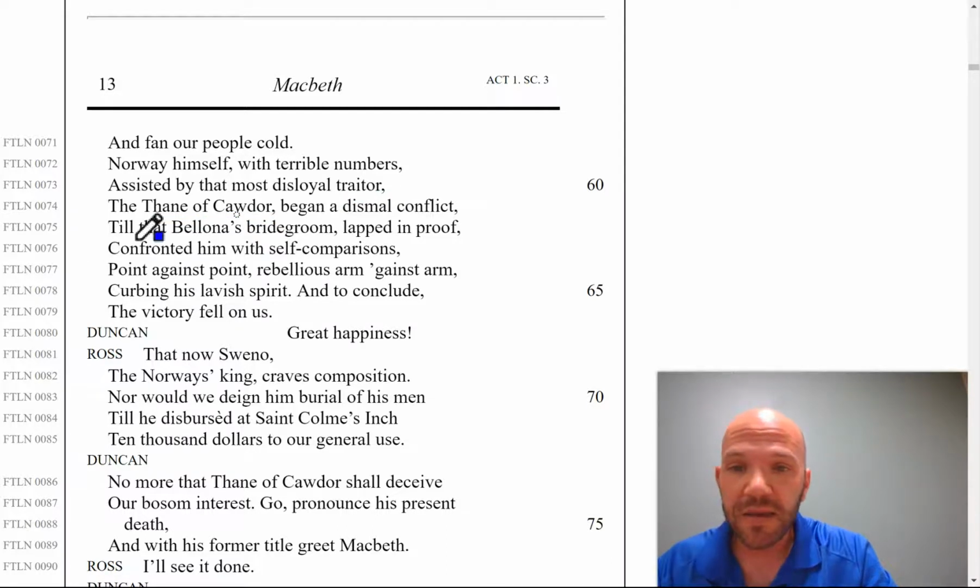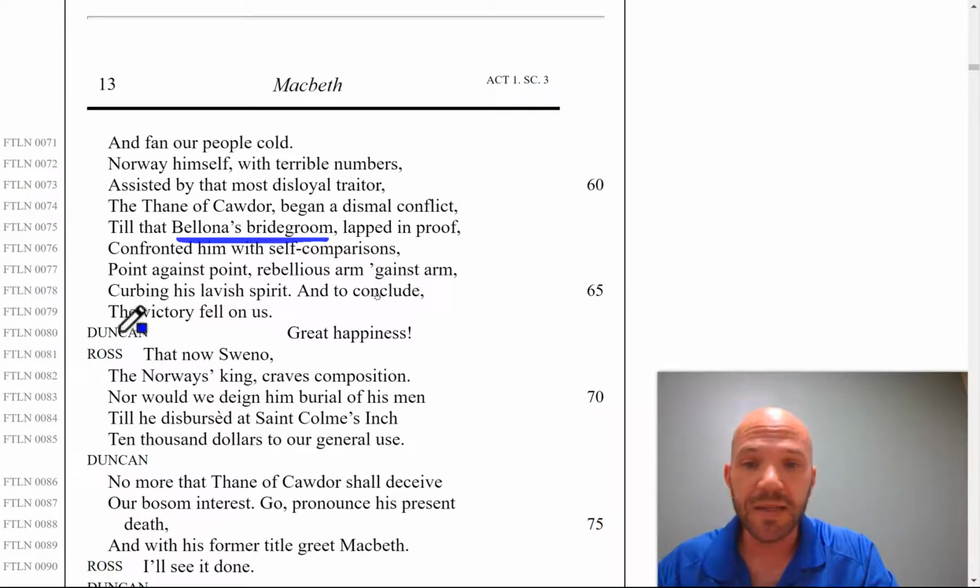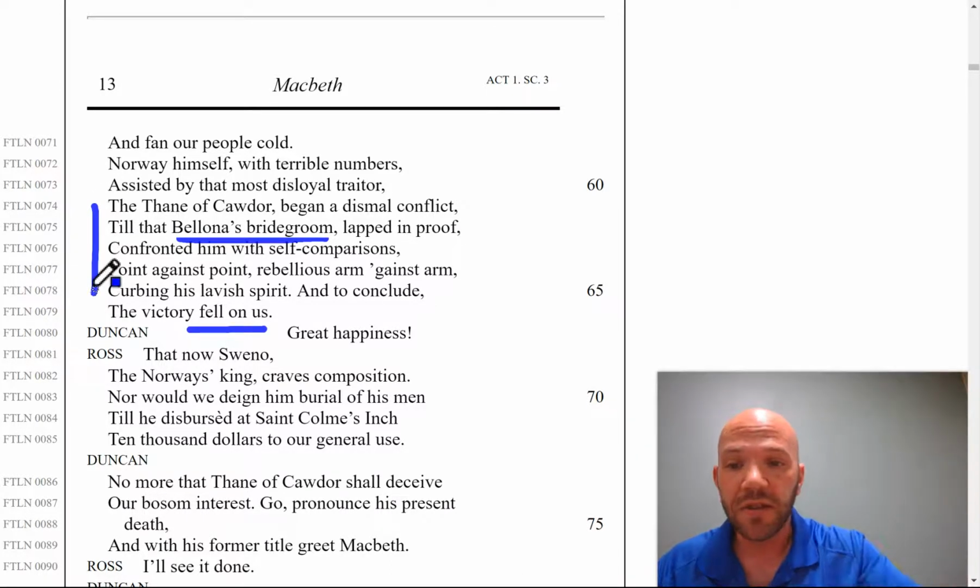Was fighting till that Bellona's bridegroom. This is another kind of arcane reference to a great warrior, but he's talking about Macbeth here. I'll just tell you that. This right here is Macbeth. And what did he do? Confronted him point against point, okay? And then basically, to conclude, the victory fell on us, all right? So again, Macbeth saved the day, according to this other guy, Ross's story, all right?